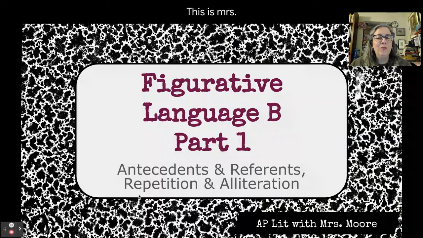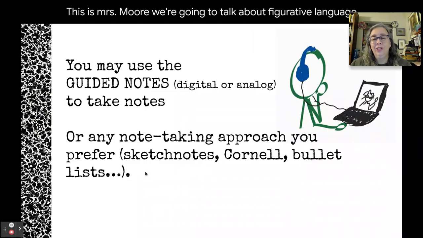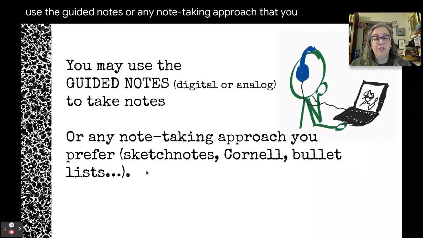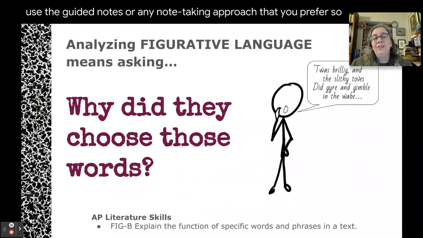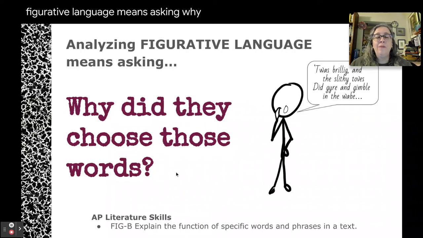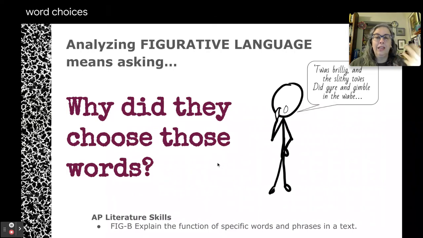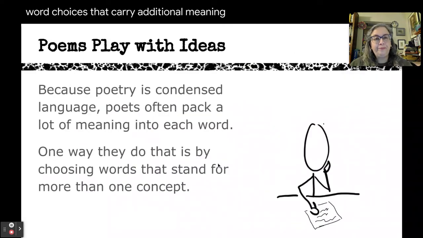This is Mrs. Moore, and we're going to talk about figurative language. Again, you can use the guided notes or any note-taking approach that you prefer. So, analyzing figurative language means asking why a poet chooses the words that he or she or they choose. And that's what we're going to look at, some examples of specific word choices that carry additional meaning.